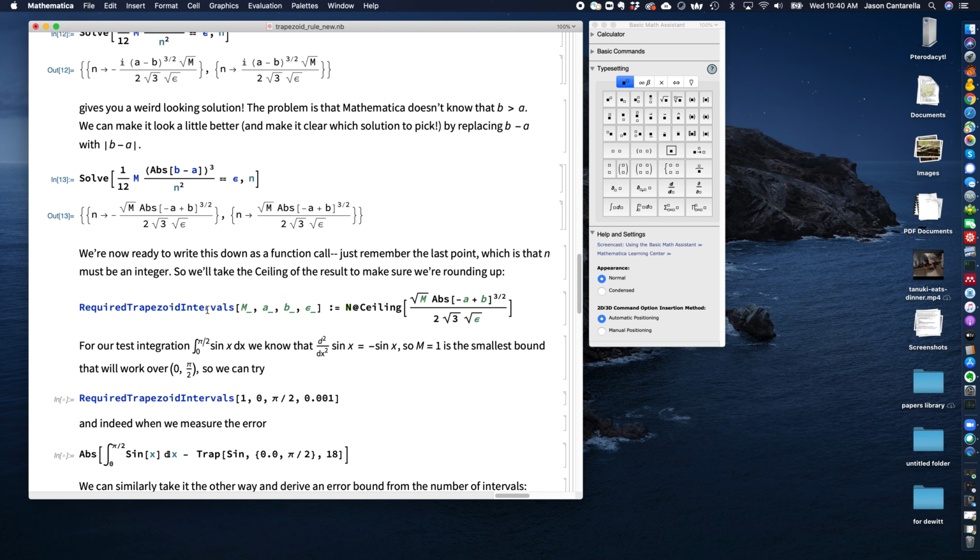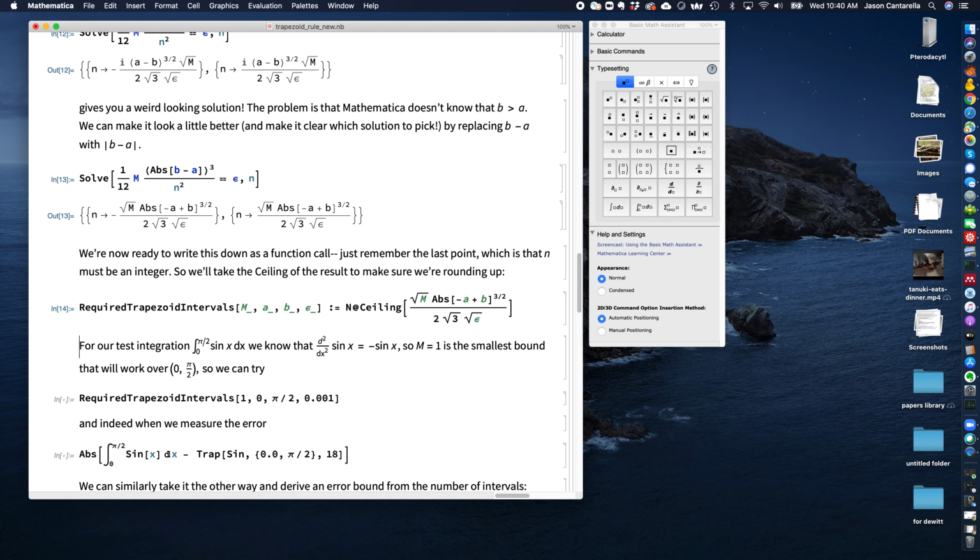So I get the required trapezoid intervals, and I'm just composing the result with n. This @ is the same thing as writing n brackets of that, but it looks nicer. So you can read the @ sign as "of", so this reads n of ceiling of this stuff. Okay, so I'll evaluate.